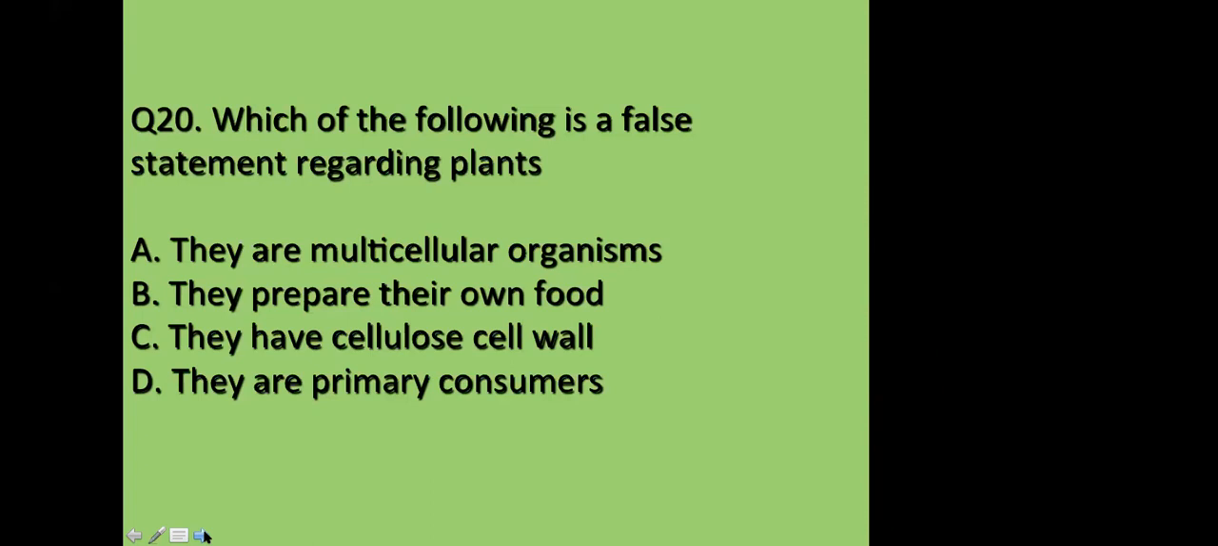Sir, what's the answer for question 19? It was B, I think. B, photosynthesis. It was photosynthesis. Is it C? No, B. B. Okay.